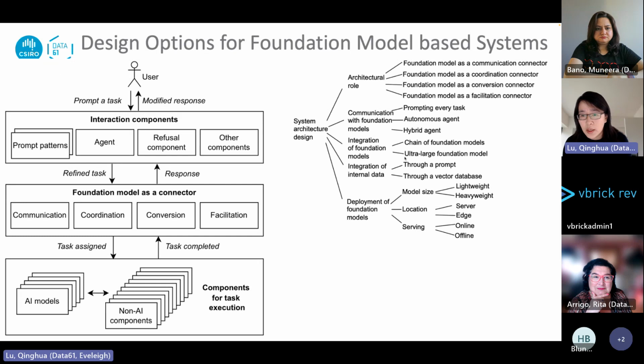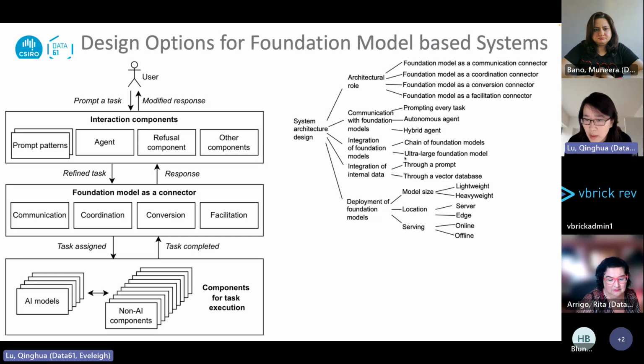The second group is system architecture design. We need to understand the foundation model's role in architecture design. For example, whether to use it as a communication connector or coordination connector to manage the complex workflow, or you can use it as a facilitation connector to do the logging or monitoring. And we need to think about how to communicate with foundation models, whether you want to prompt every task or you use an agent to help you manage the workflow, so you can provide feedback for the hybrid agent.